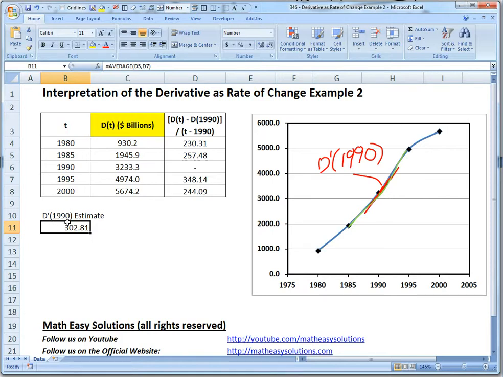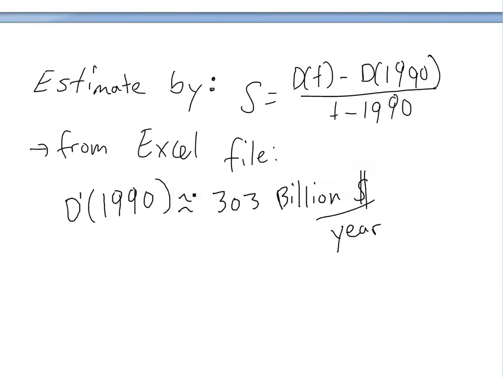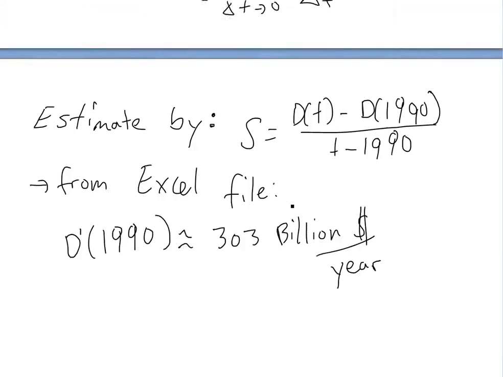That would be the derivative, and it means the debt is increasing at this point at roughly $300 billion per year. So at 1990 you could even estimate that the national debt increased by $300 billion. I'll write that down here: from the Excel file, the derivative of the debt function at 1990 is around $303 billion per year.